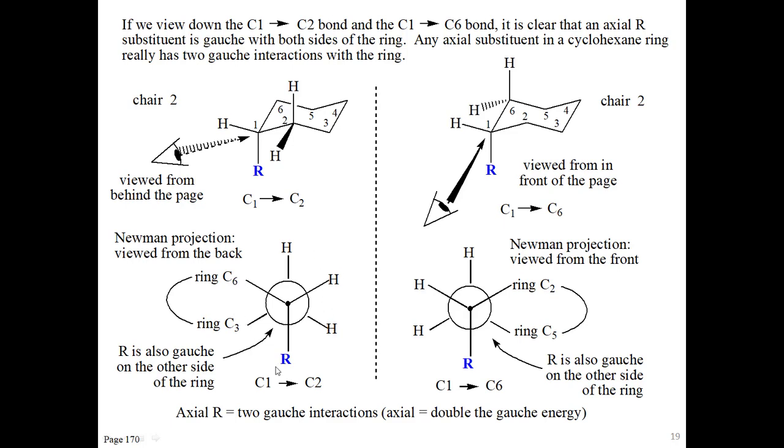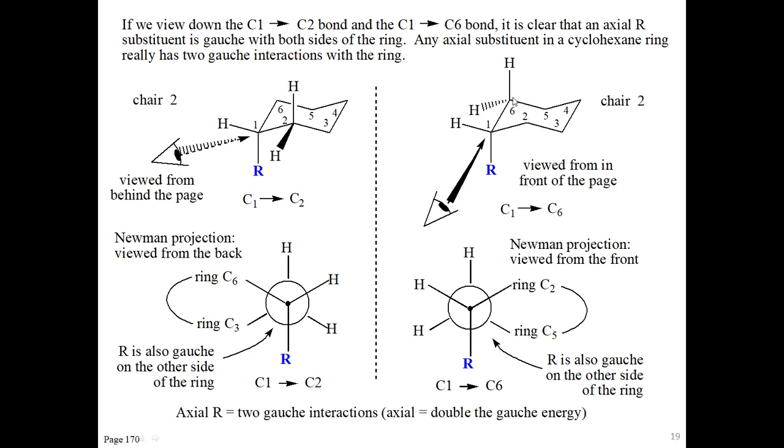Okay. And so R, I can see it's going to be gauche with the ring at C3, right here, because I'm coming from the back. R and C3 will be gauche. If I try to look at it from the front, I'm trying to show the other gauche interaction. I'm looking at 1 towards 6. Okay, so the dot is 1, R is down, and then off to the side here I have my ring.